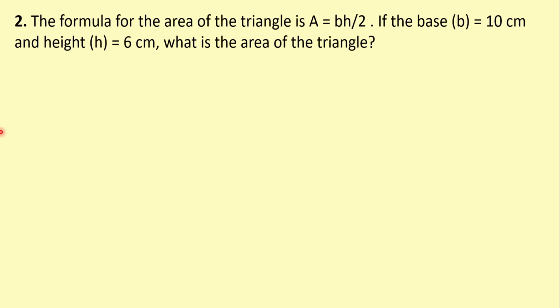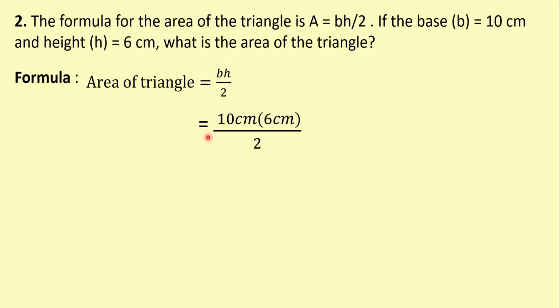Then, for number 2, the formula for the area of the triangle is A is equal to B times H over 2. If the base B is equal to 10 centimeter and the height H is 6 centimeter, what is the area of the triangle? So, binigay na sa atin yung formula ng triangle, B times H over 2. Gagawin lang natin dito is isa-substitute lang natin yung mga value nitong mga variable. Yung base is 10, yung H natin is 6.